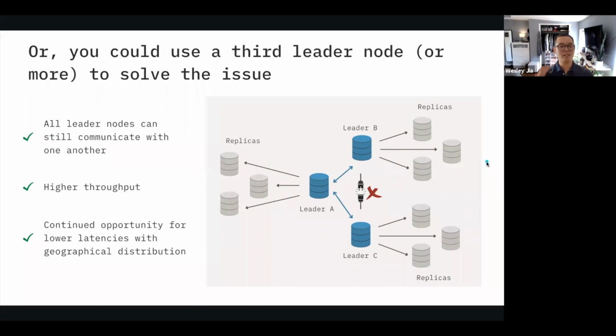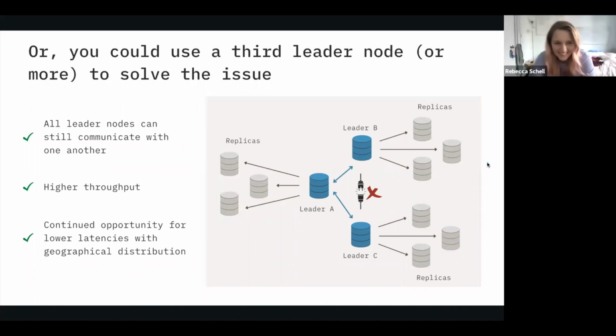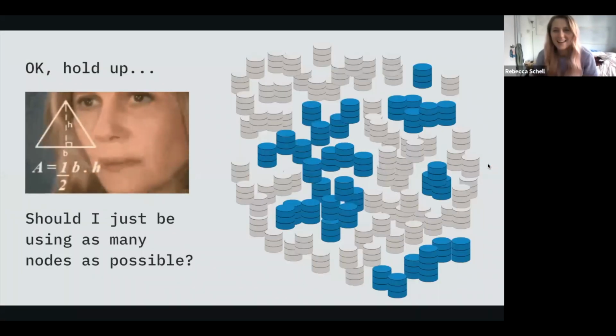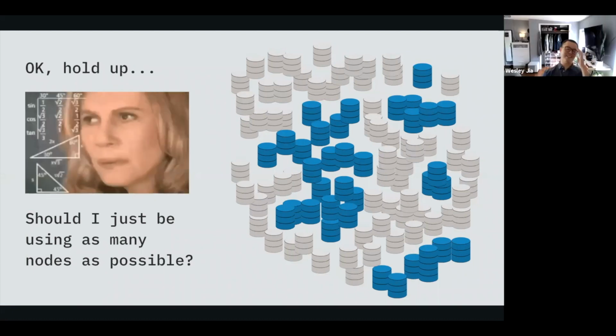Rebecca, I'm seeing a pretty confused face over there. Yeah, so what's to stop us from just continuing to add more and more databases to solve our... Yeah, exactly. That's a very good point.